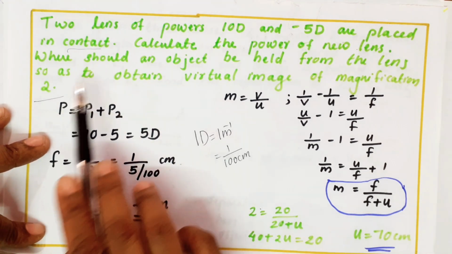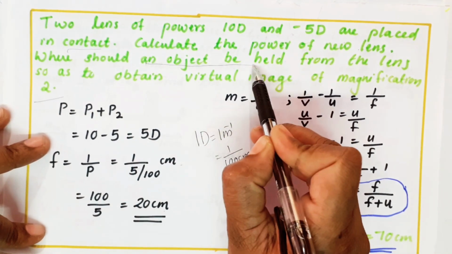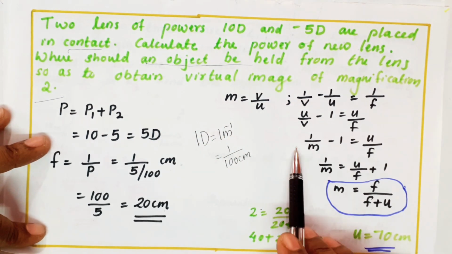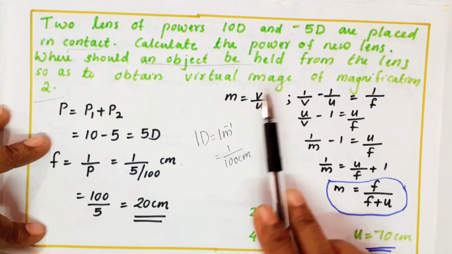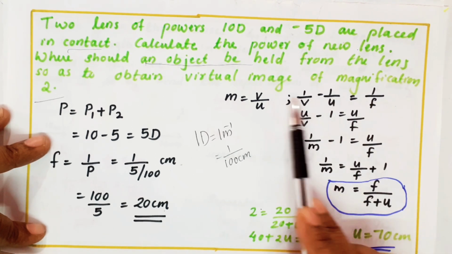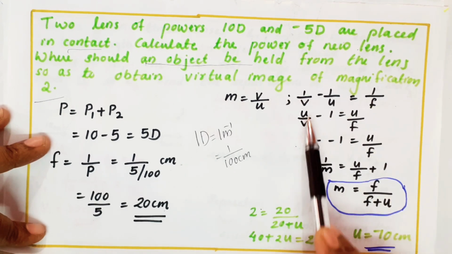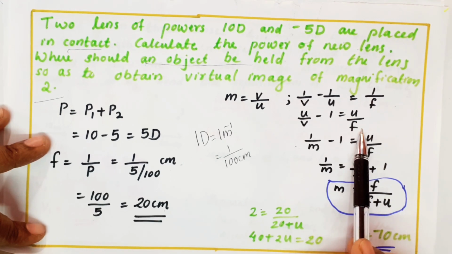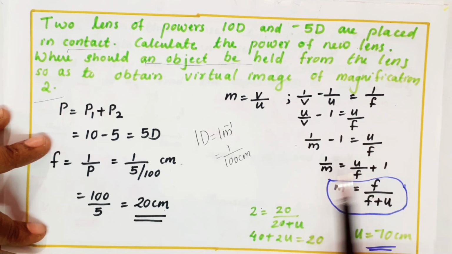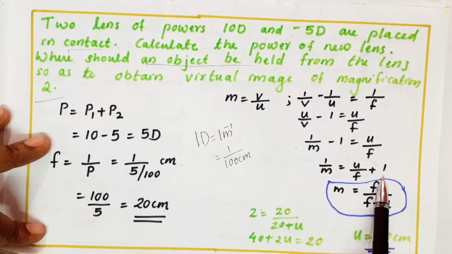Then the question they are asking, where should an object be placed? So we need u, but they gave magnification. I showed one shortcut method for mirror also, so here I am doing it only for the lens. Magnification is v by u. 1 by v minus 1 by u is 1 by f. Multiply the whole with u. So u by v minus 1 equals u by f. What is u by v? It is 1 by m. So 1 by m minus 1 equals u by f, 1 by m equals u by f plus 1. Take LCM, it is f by f plus u. So in this I substituted.